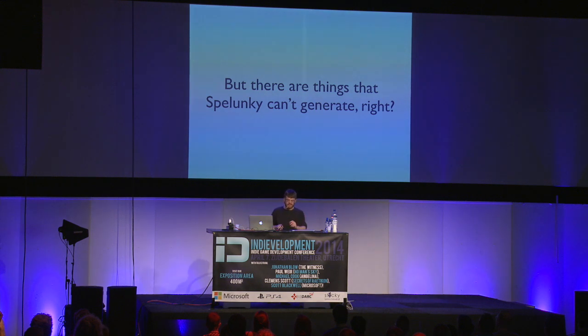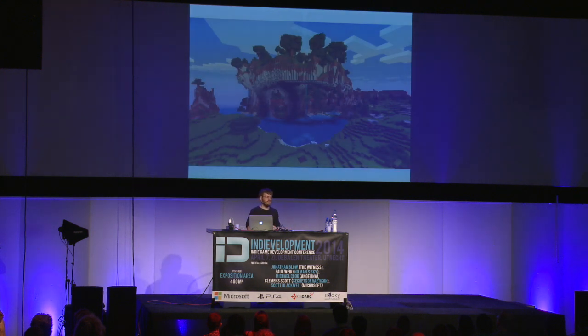But there are things that Spelunky can't generate. It can't generate this. This is kind of obvious, right? This is going back to Minecraft. So if you look at this image, we've got nice rolling hills at the bottom of the image, some trees, this beautiful lake that feeds out into the ocean in the distance. There's a cliff overhang, and in the middle of the cliff, there's a little waterfall falling down into the lake. And this is really amazing.